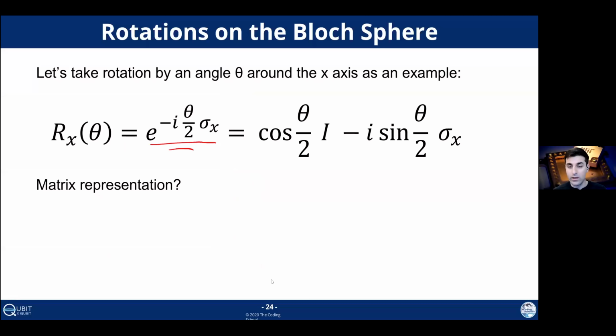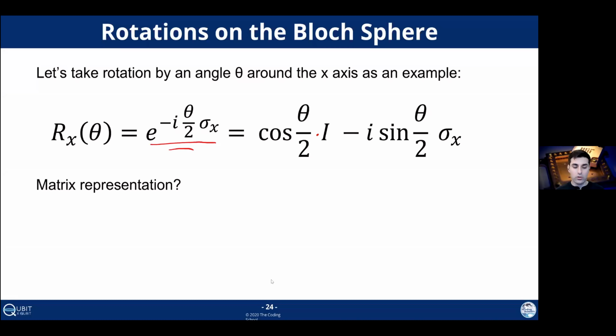Again, this comes from a Taylor expansion. We're not going to go into detail on that in this lecture, but if you're curious, you can look it up. So I can show a rotation around the x-axis by theta radians as cosine of theta divided by 2 times I, where I is the identity operator, minus i, where this i is the imaginary number, times sine theta divided by 2 times, in this case, the Pauli X operator.